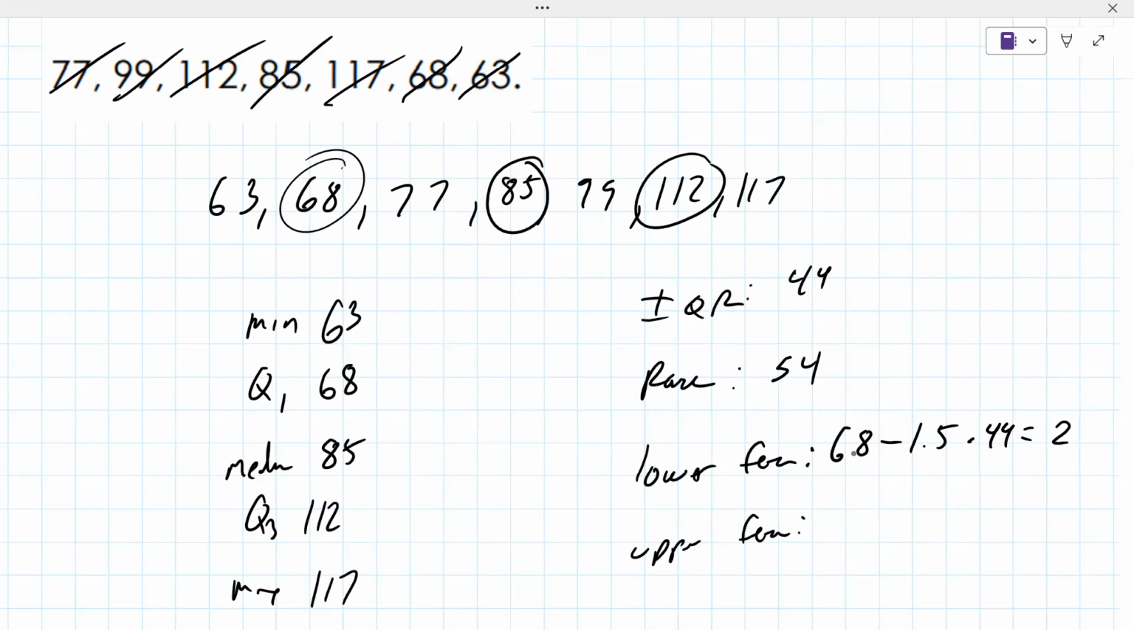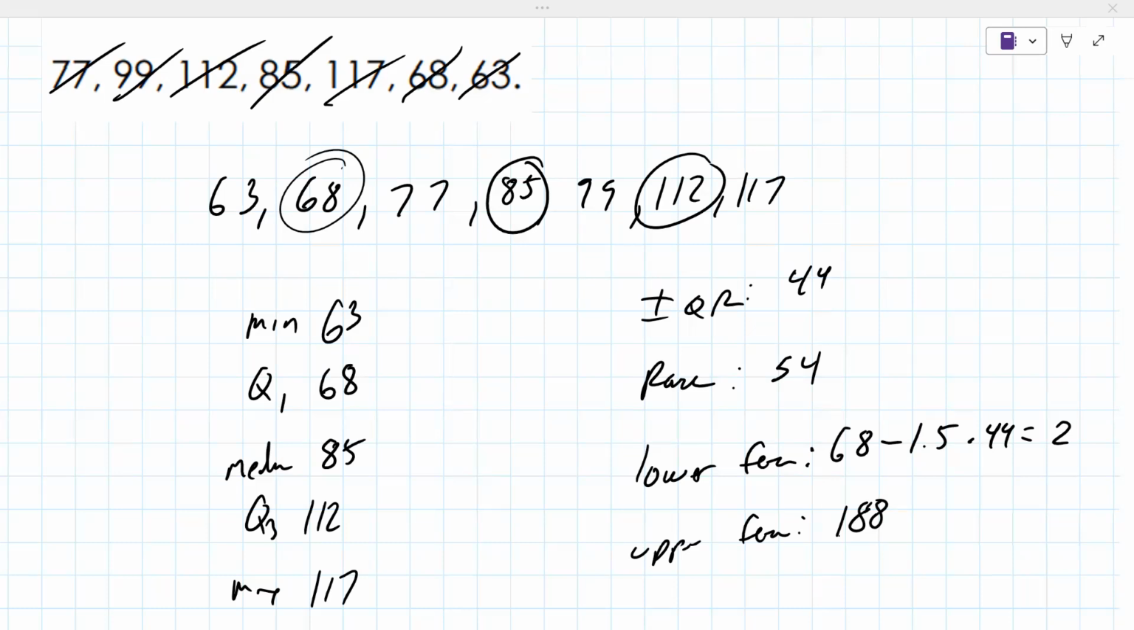Give me the upper fence. 188. Very good. Now there's a reason for these, but we'll get to that at a later time. Let's talk a little bit about what the box and whisker plot means visually.